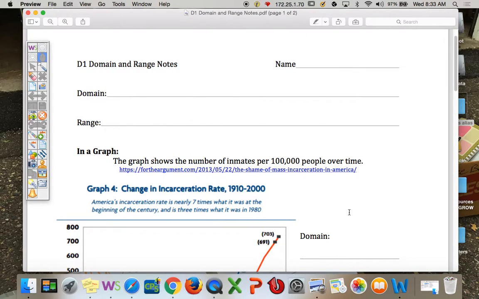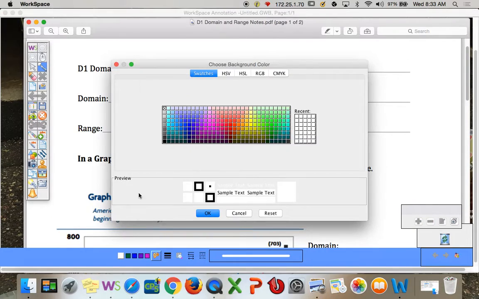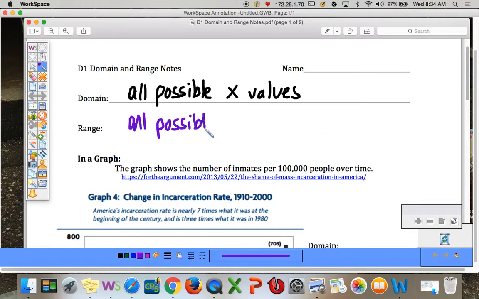Today we're going to take a look at something called domain and range. So we're going to start by defining domain and range. Domain can be defined as all possible x values, and range can be defined as all possible y values. An easy way to remember it is D comes before R and X comes before Y alphabetically. So domain, all possible X, range, all possible Y.